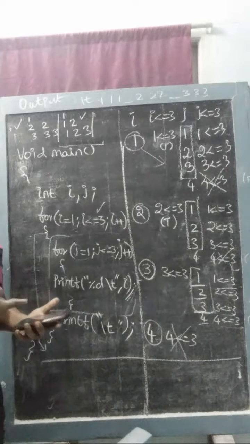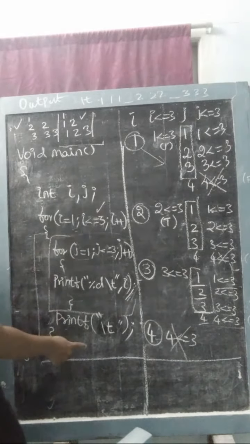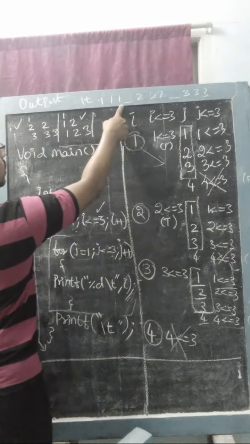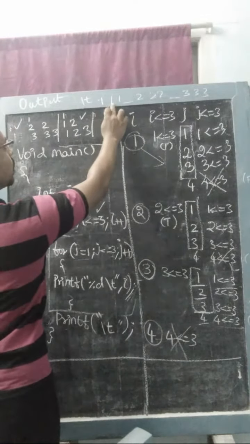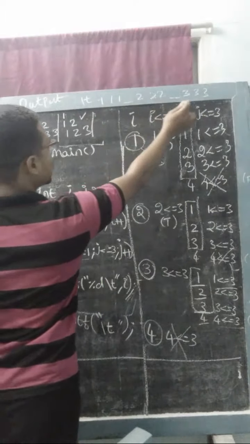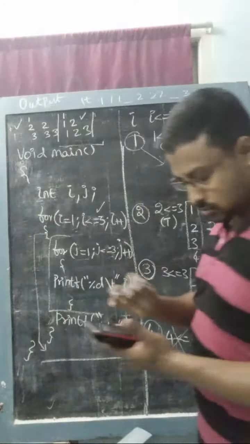Okay, Mahesh Prabhu, did you get it? If you give slash T here, then 1 1 1 will not go to the next line. It will stay here as 1 1 1, and then 2 2 2, and then 3 3 3. It will become like that. You got it?